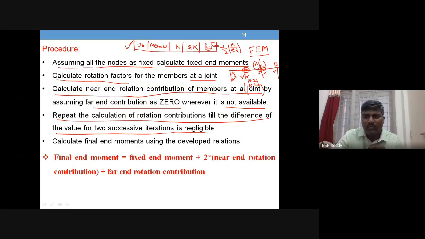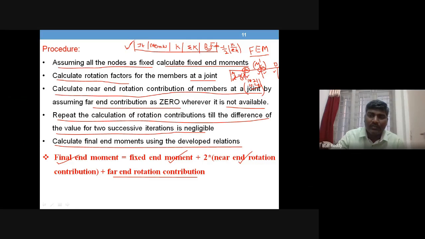Now apply the formula to calculate final end moments: fixed end moment plus 2 times the rotation contribution of that particular end, plus the far end contribution. That means for A, B is the far end, and for B, A is the far end. Likewise, you get final end moments. This is the procedure to solve any structure using Kani's method.